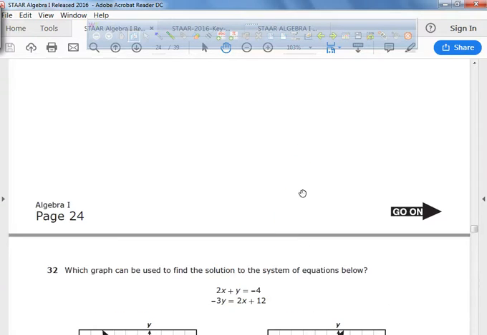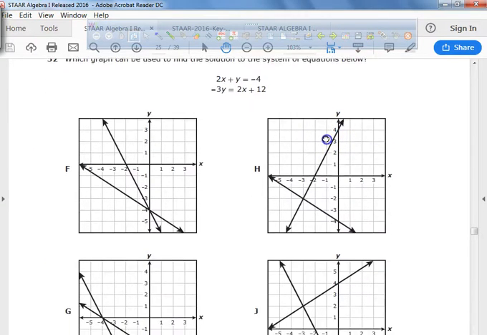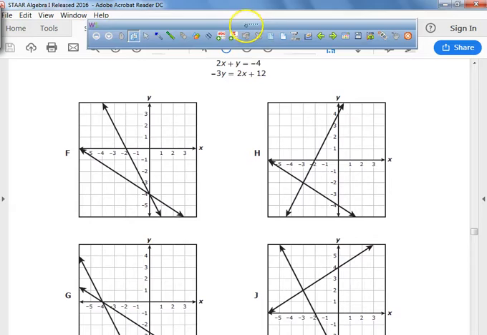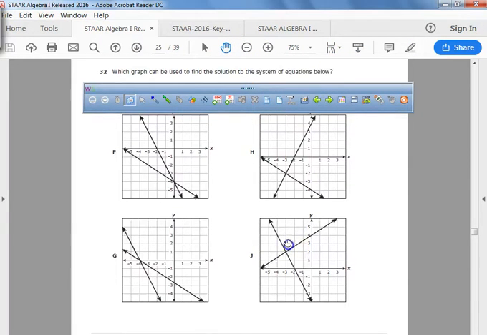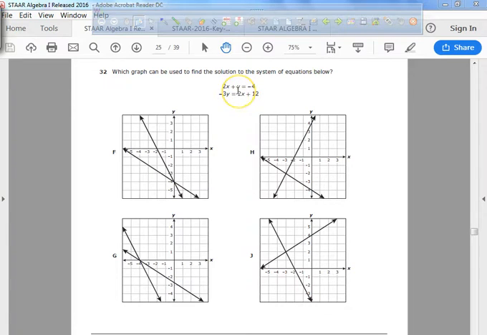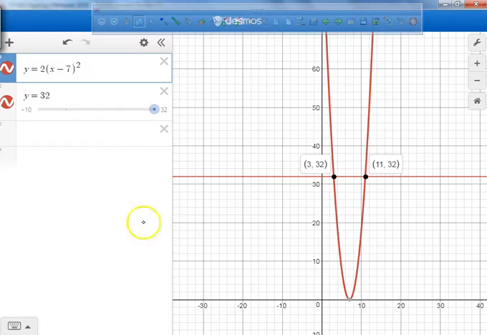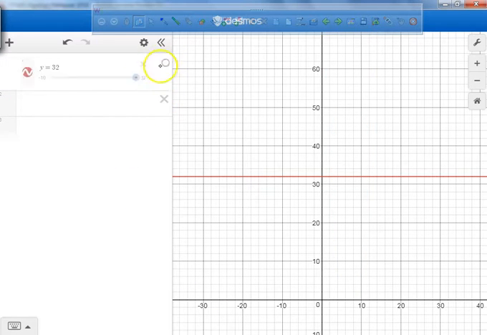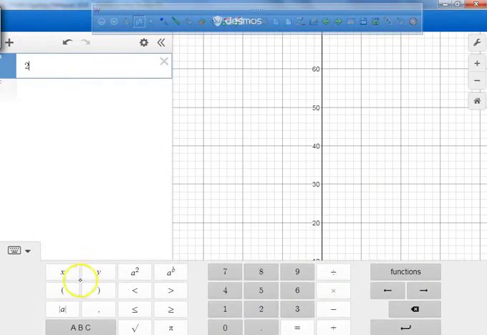All right. Almost done. Oh, this is going to be easy, because this one, we're going to find the solution. You see what it says? Which graph can be used to find the solution to the system of equations below? We have 2x plus y equals negative 4. Here we go. I'm going to close it out, type it in: 2x plus y equals negative 4. All right, there's one of them.